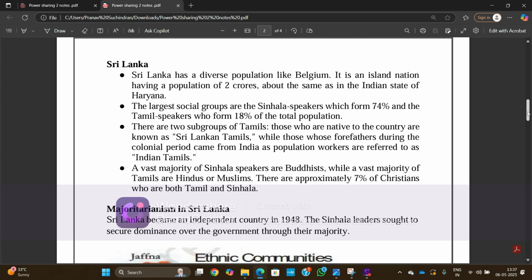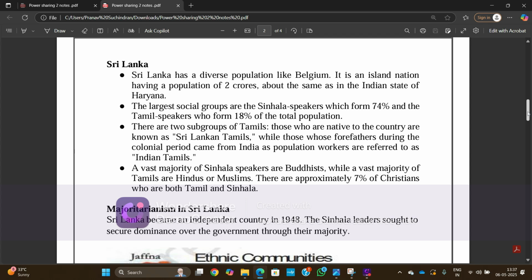Sri Lanka got its independence in the year 1948. The majoritarian form of government was established just after independence. First, let us understand what is majoritarianism. Majoritarianism is a belief where the majority rules, disregarding the interests of the minority.